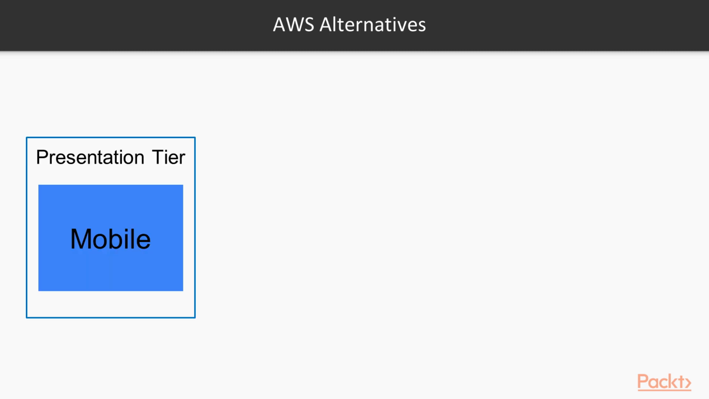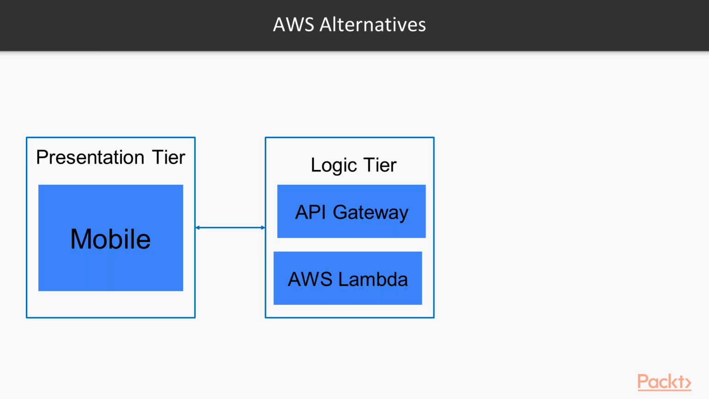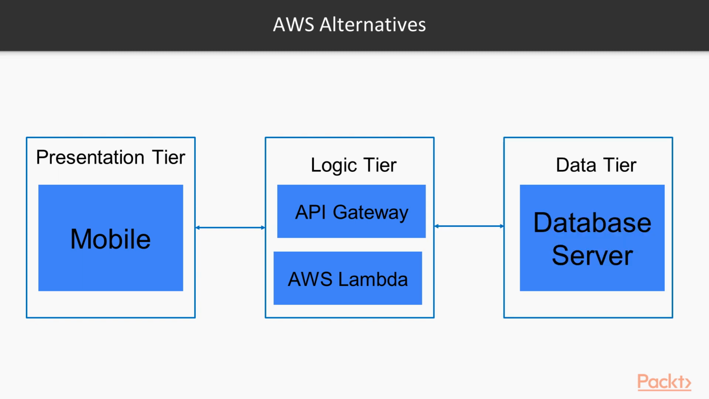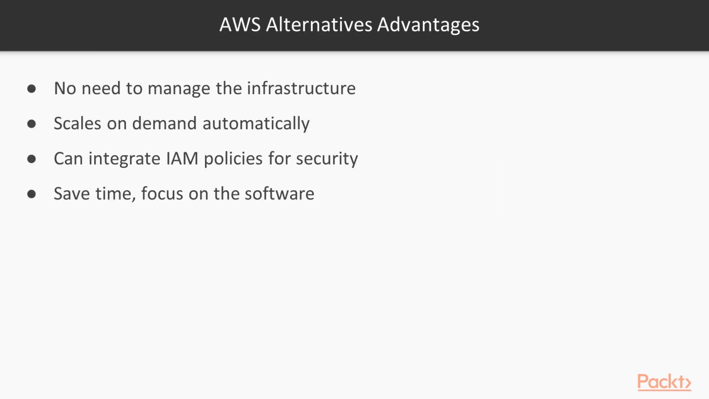Let's keep the presentation tier as it is. Now in the logic tier, you can replace your web server. The underlying infrastructure is gone and you can use the API Gateway service and the AWS Lambda service. And this can connect to your data tier.